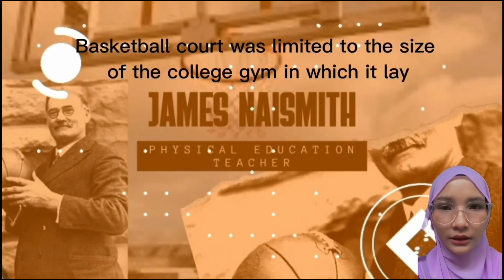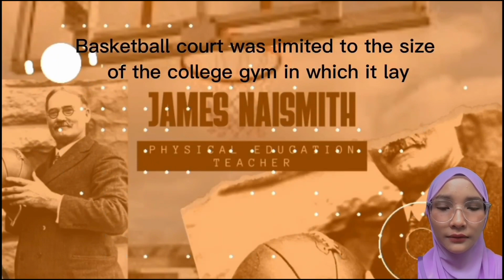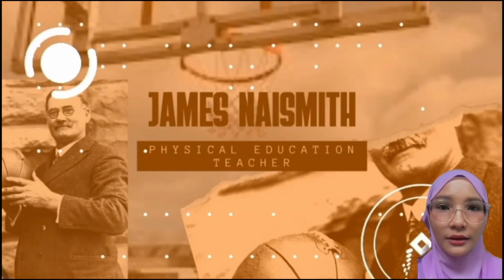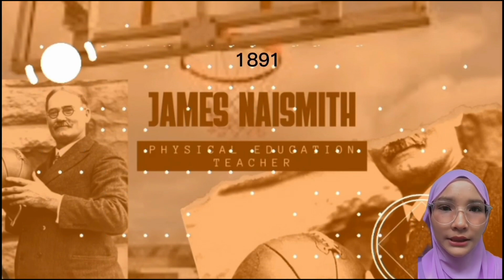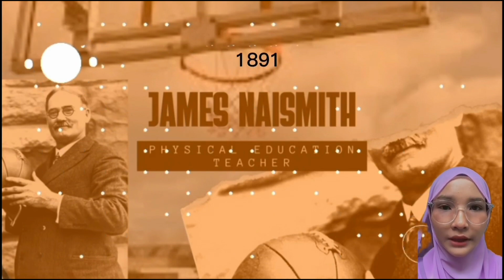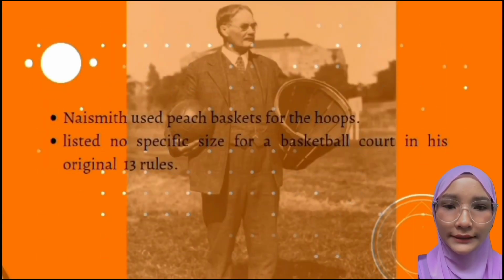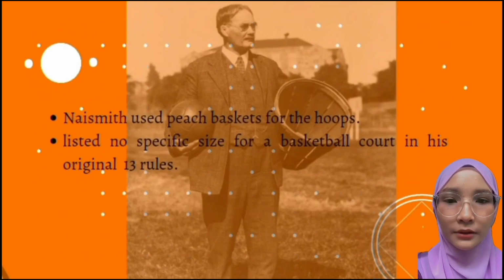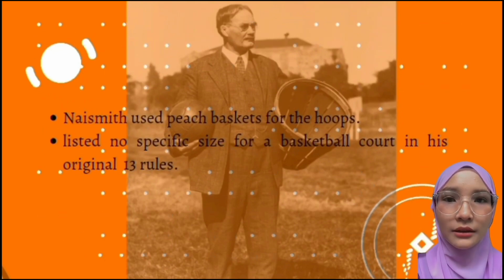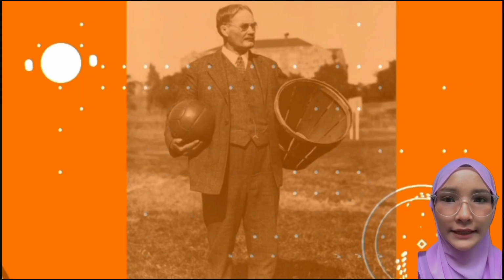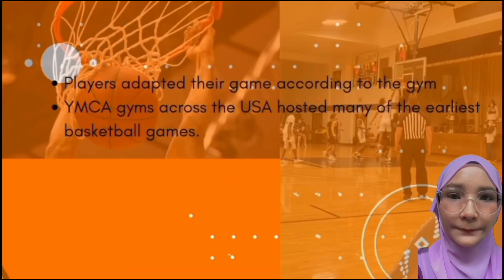The first basketball court was limited to the size of the college gym in which it played. In 1891, physical education teacher James Naismith invented the game at Springfield College in Massachusetts. Naismith used peach baskets for the hoops. Naismith listed no specific size for a basketball court in his original 13 rules. Instead, players adapt their game according to the gym.